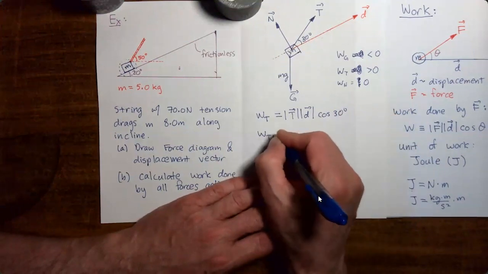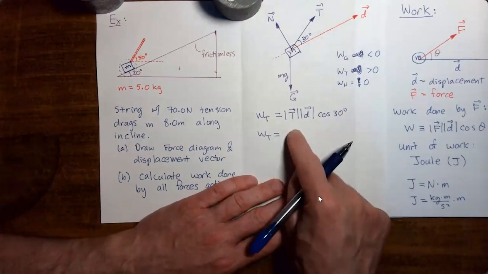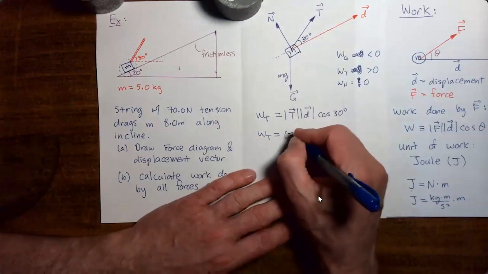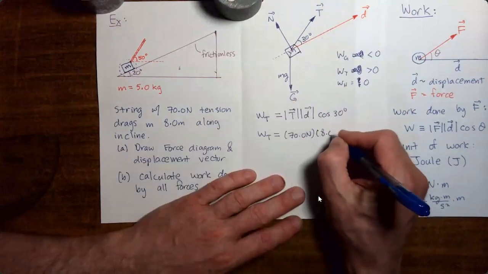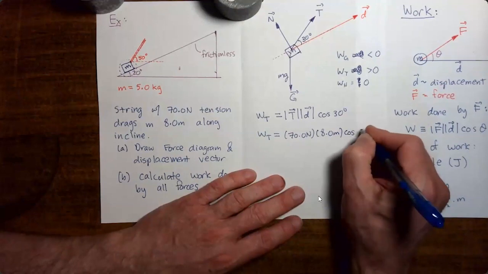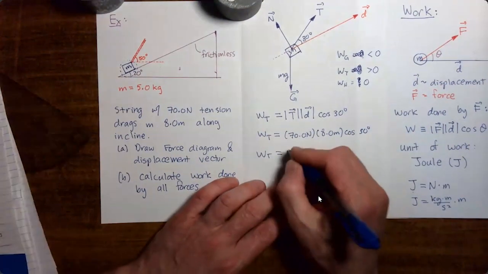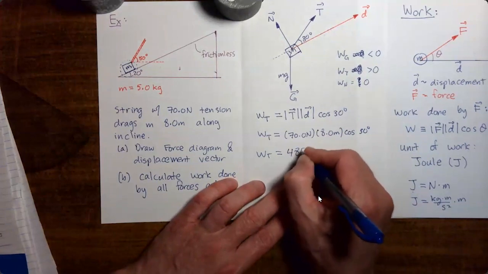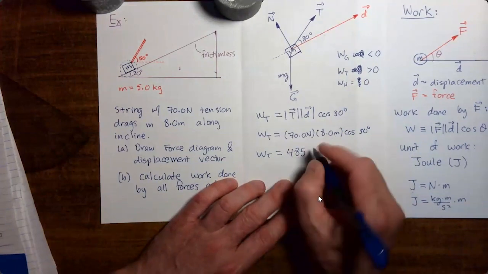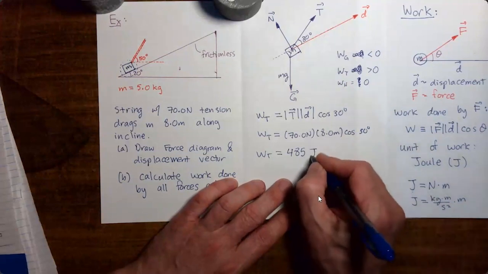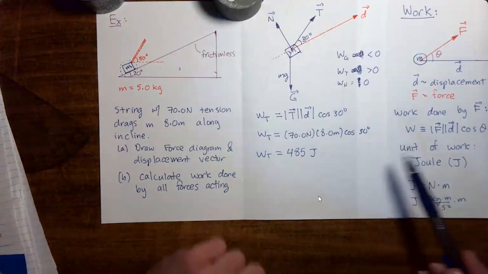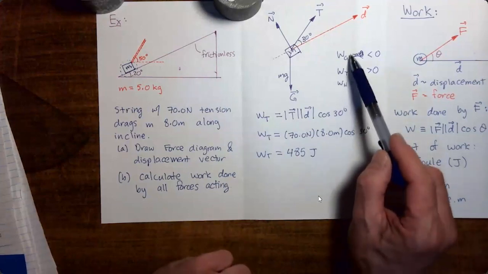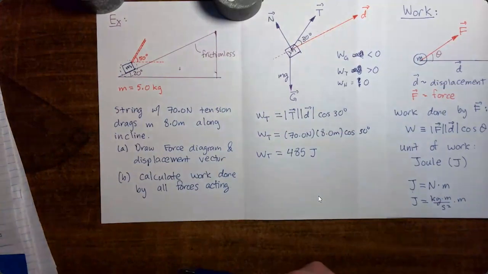So let's substitute. Magnitude of the tension force was given, 70 newtons. Magnitude of the displacement also given, 8 meters. And then we have cosine of 30 degrees. Upon substitution, I get 485. Well, remember, newton meters is a joule. So 485 joules. Okay, so at this point, why don't you pause the video and try to calculate the work done by the normal force and the work done by the gravitational force on your own before rejoining the video.